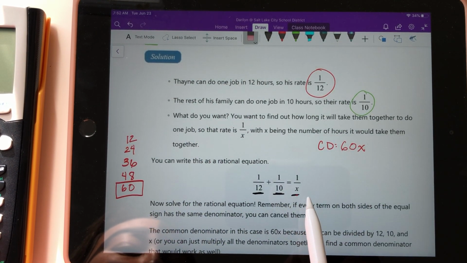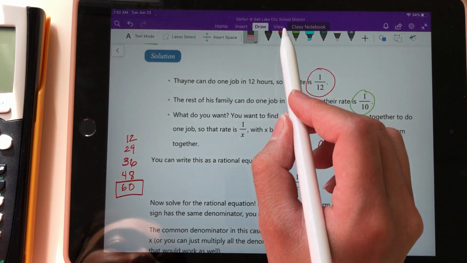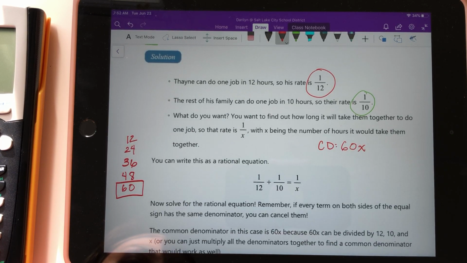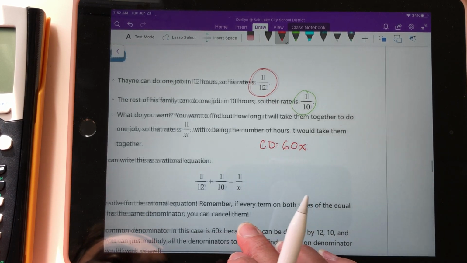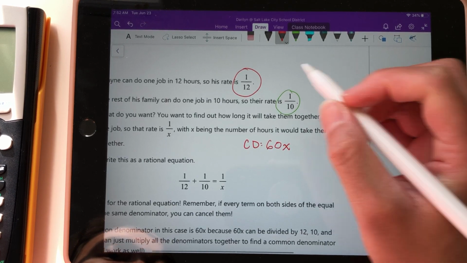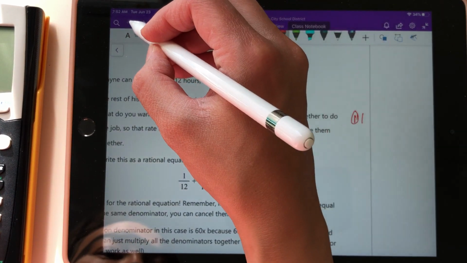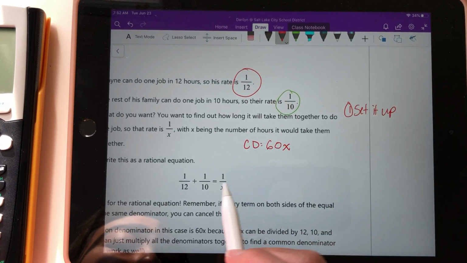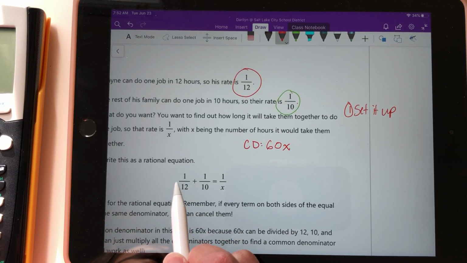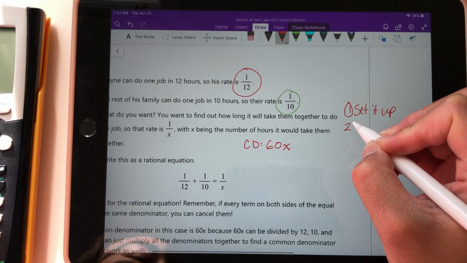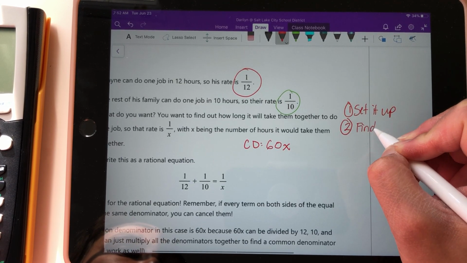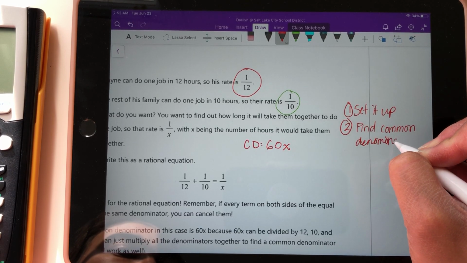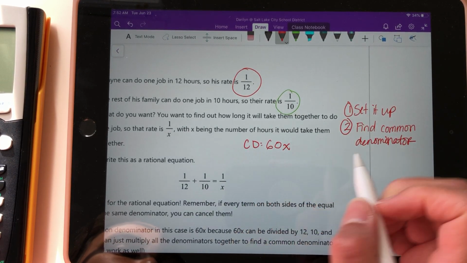All right, so now that we have our common denominator, we want to multiply so that each term has the same denominator. So step 1, well first we set it up, sorry. Step 1, set it up. And setting up the problem was this right here: 1 over 12 plus 1 over 10 equals 1 over X. And then the second step is to find the common denominator. And in this case it was 60x.